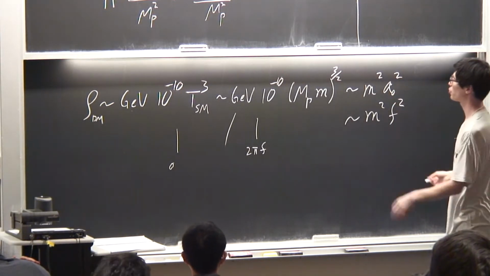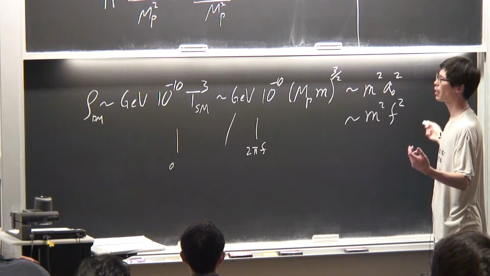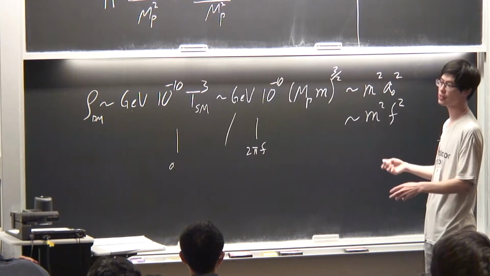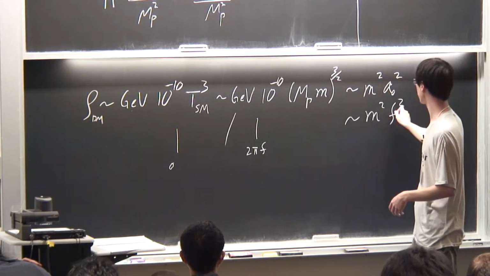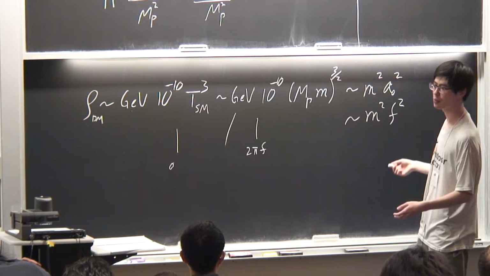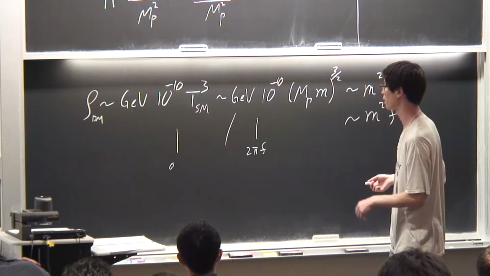And then you just say, I want to have a dark matter that has some particular mass. Let's say it's fuzzy dark matter, 10 to the minus 20 eV. Then you can calculate what F has to be in order to get that number abundance.